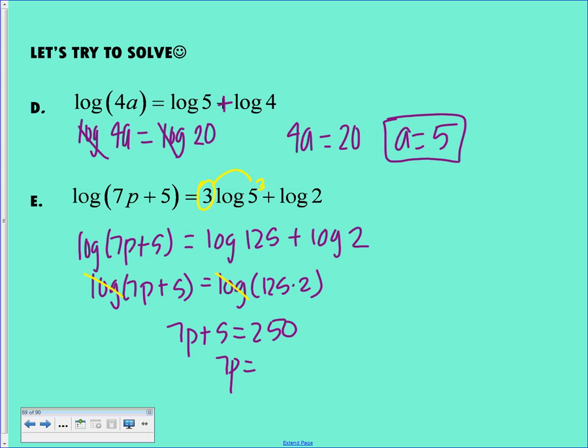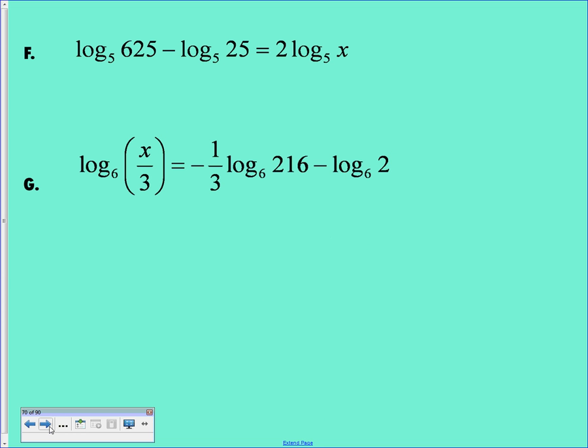So I'll get 7p to equal 245 divided by 7, and I'll get p to equal 35. Okay, so using your properties and then solving them after you get one log to equal one log. So we'll try a few more of these because they're kind of tricky. More examples is always better.